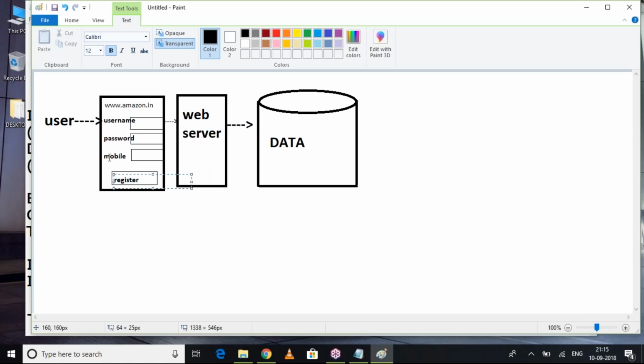So my information is passed to the web server, and from the web server the information is passed to the database server. In the database server, somebody is receiving my information.